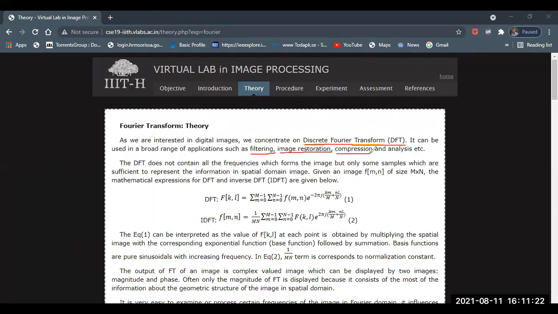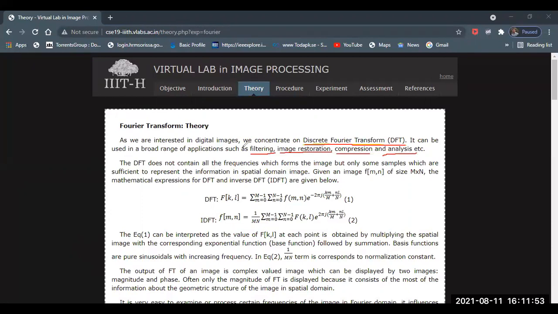Then image compression: whenever we need to send data over low bandwidth, we need to compress the size of the image. This compression can be performed with the help of image compression techniques. Then for analysis, from the human perception point of view, we can perform different analyses also. That is the main reason why we perform the Fourier transformation.